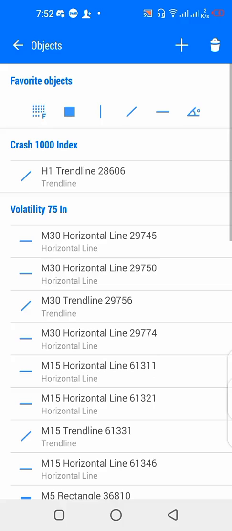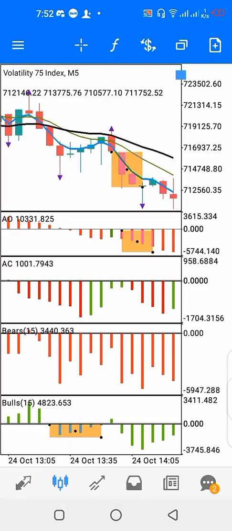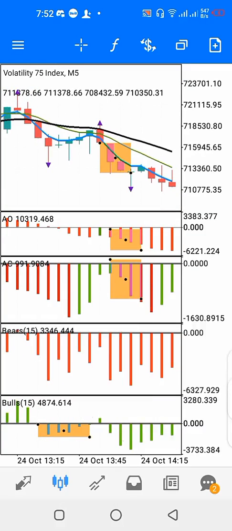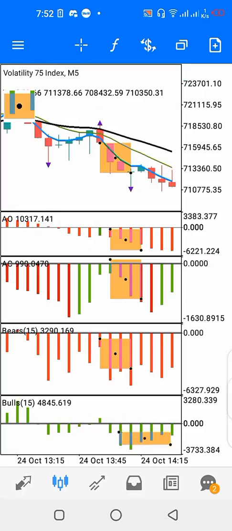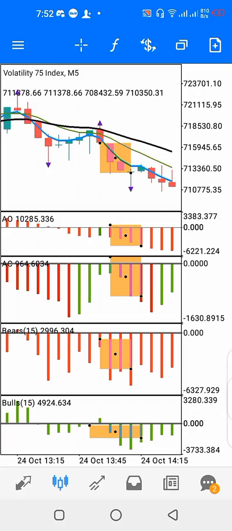Same with the accelerator oscillator indicator. Is it turning red? Is it forming below the zero level? That's your sell signal. And then your Bears Power, of course, it always stays under in a bearish trend, but you go to the Bulls Power. For Bulls Power, you look for bearish signal. The bulls are supposed to be above the zero level, but when they turn below the zero level, that is when to place your sell trade.